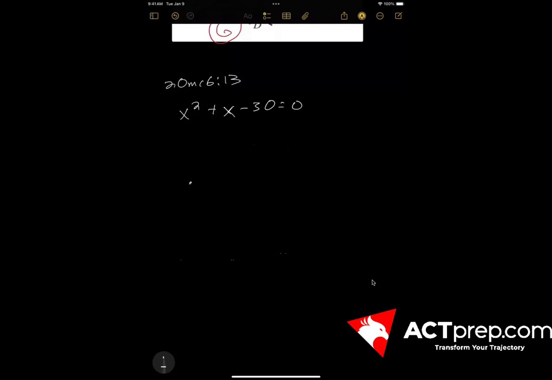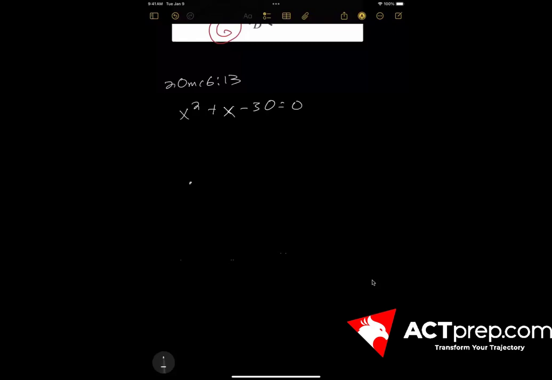What is the sum of the two solutions of the equation x squared plus x minus 30? So we're just going to break this up into multiple steps. Make sure you remember we're coming back. We're not just factoring it. We've got to add those solutions together.